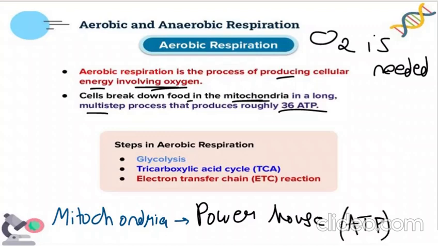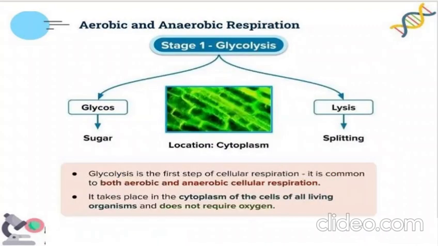It produces energy. So basically, the cells break down the food in the mitochondria, and then mitochondria in aerobic respiration produces roughly 36 ATP. Now, as I said, there are steps involved in aerobic respiration. First one is glycolysis, then the tricarboxylic acid cycle, which is known as TCA, and the electron transfer chain (ETC) reaction. So let's understand about them. Stage number one is glycolysis.